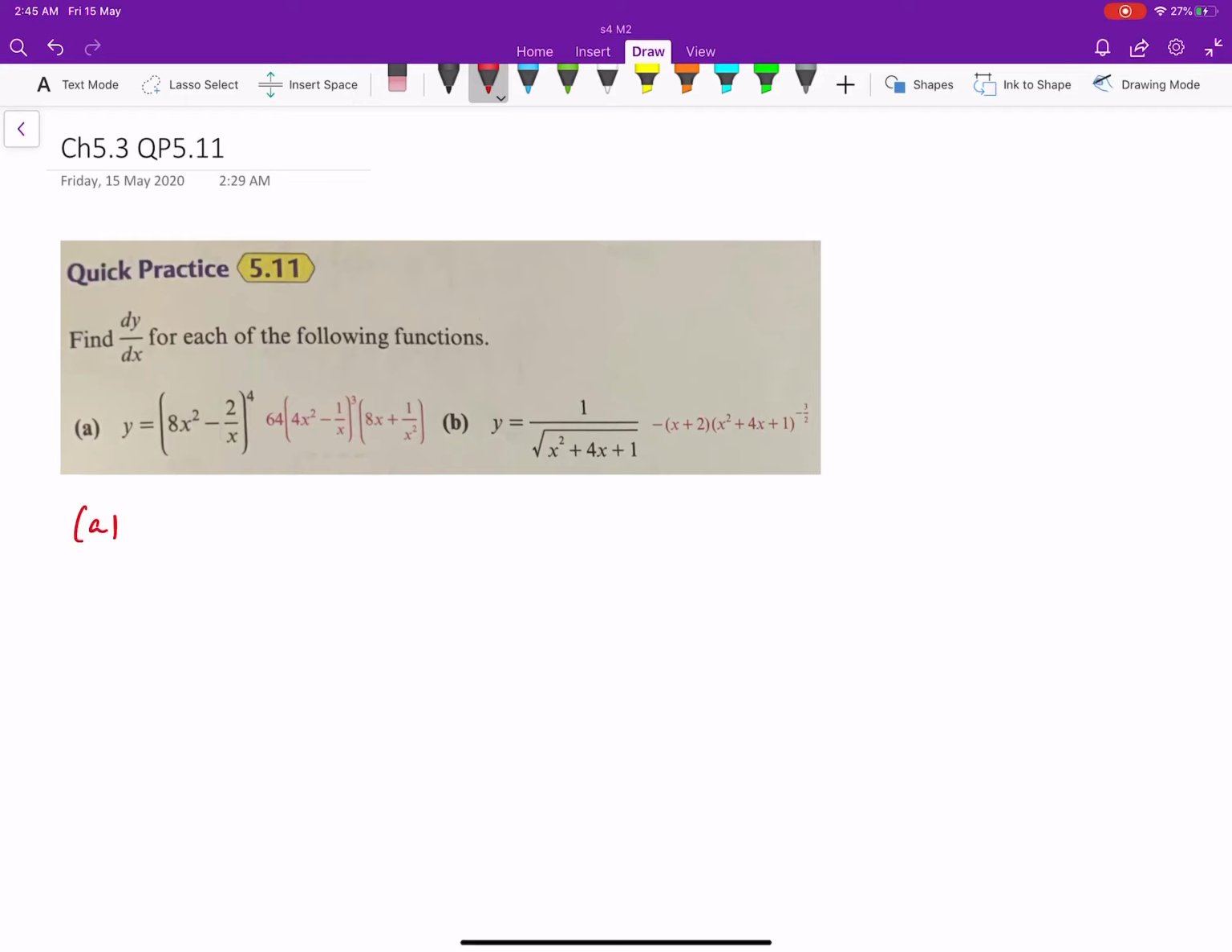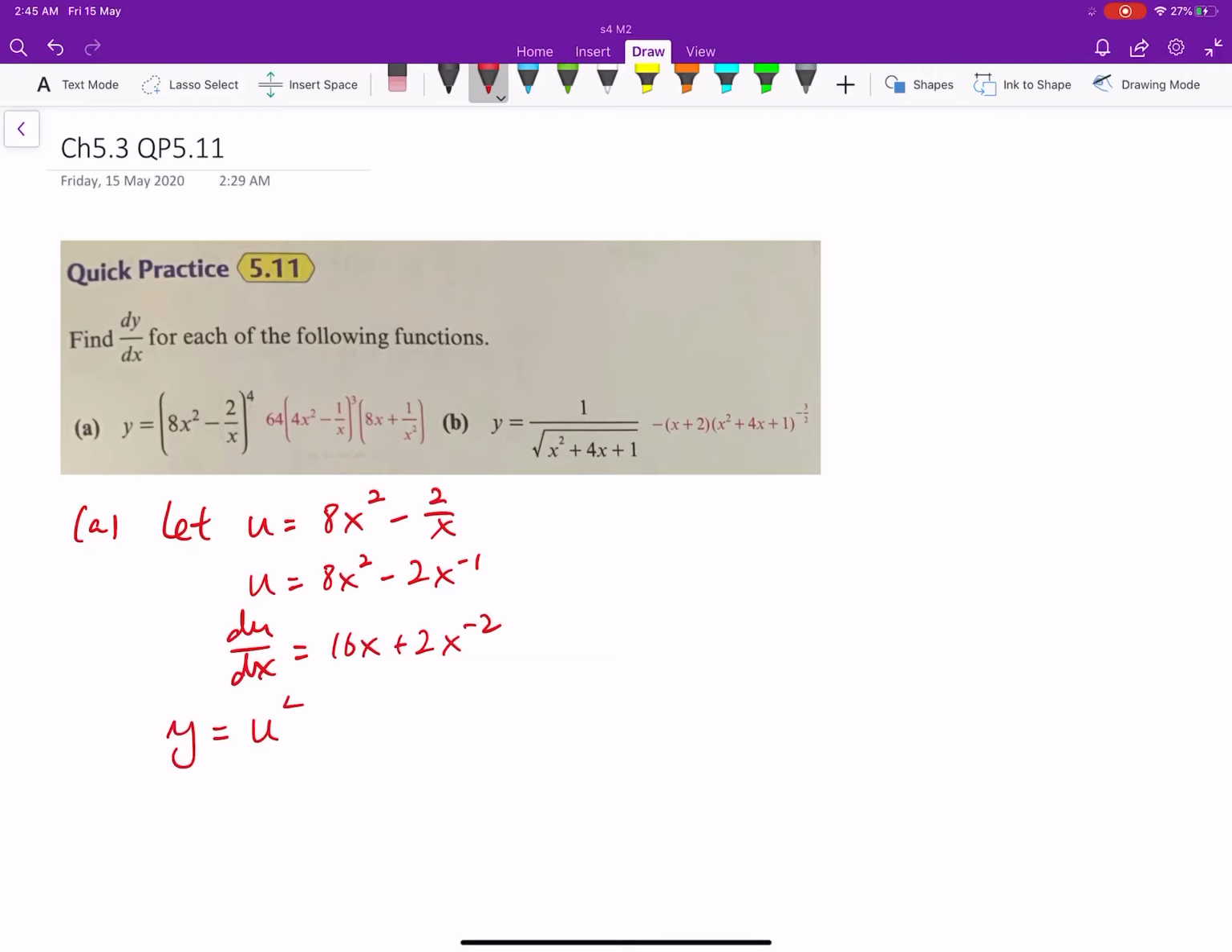Let's start. First of all, we'll let u be the complicated function in this, which is 8x squared minus 2 over x. Then we find du dx. After we find du dx, again we try to find the y.